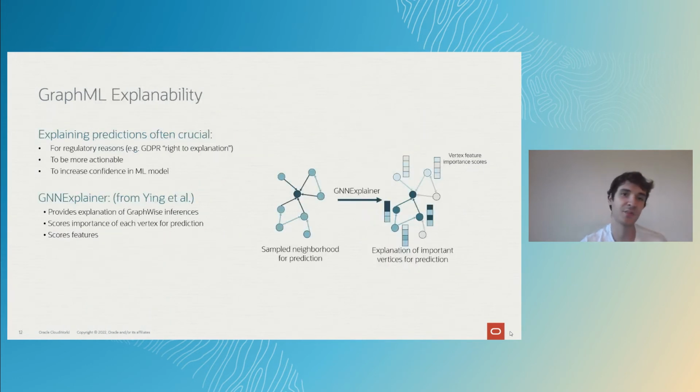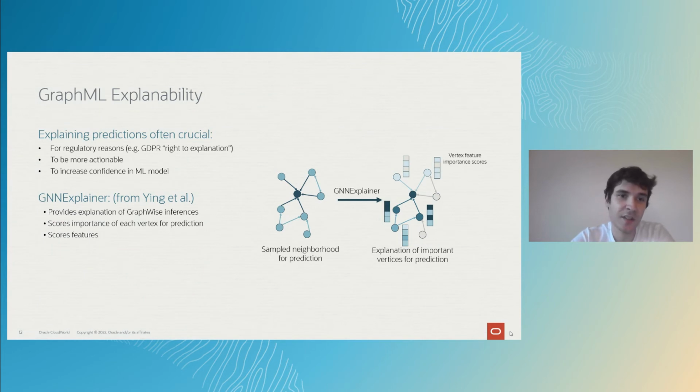So let's look at the explainability. We have this graph-wise model where, yes, we can make predictions based on the neighborhood. And when that happens during inference, basically we sample this neighborhood, and we aggregate information from the outer layers back to the center. But how can we explain what was important or not? That's where the GNN explainer technique can help us explain the prediction.